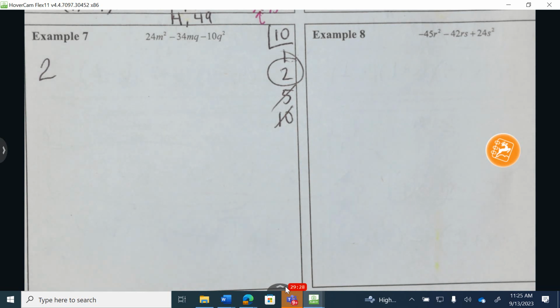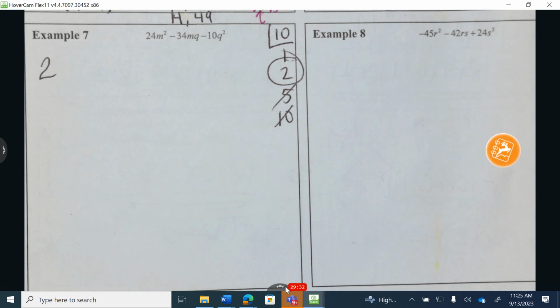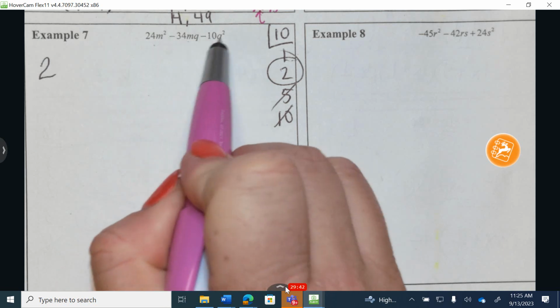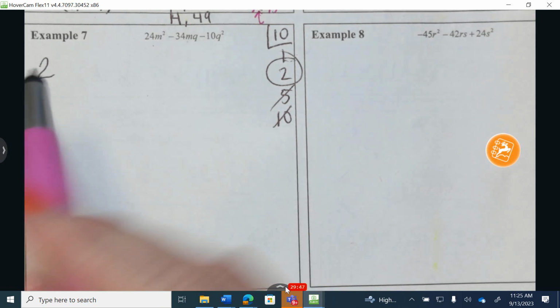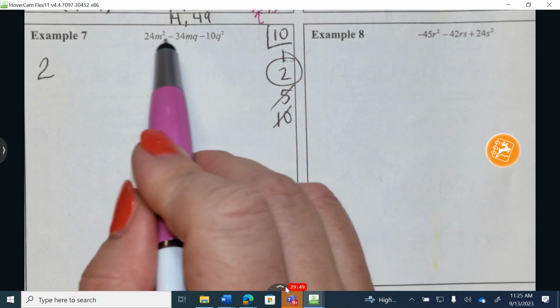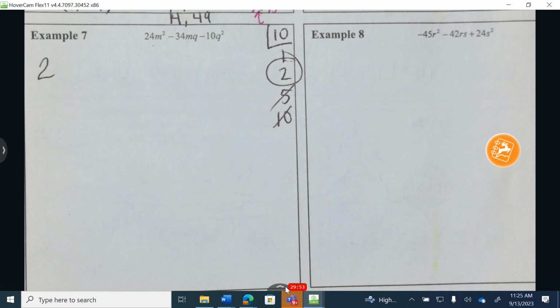Turn to your partner. How many m's can you take out of all 3 terms? You have 5 seconds, go. Tell your partner why the answer is not 1. The last one doesn't have an M. Okay, turn to your partner. How many Q's can you take out of all 3 terms? None. Why?